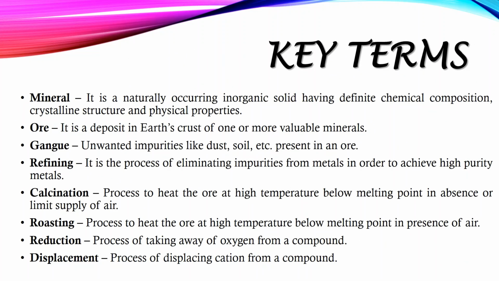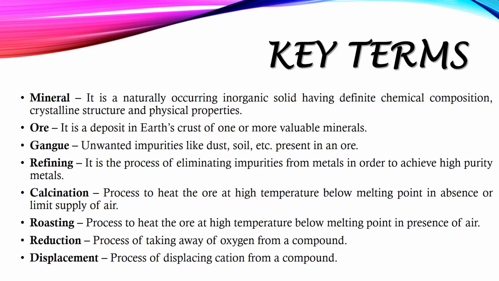Key terms. What is a mineral? A mineral is a naturally occurring inorganic solid having definite chemical composition, crystalline structure and physical properties. Ore: ores are those deposits on the earth's crust which have those minerals. Gangue is the unwanted impurities like dust, soil, etc. Refining is the process of eliminating impurities from the metals in order to get pure metals.